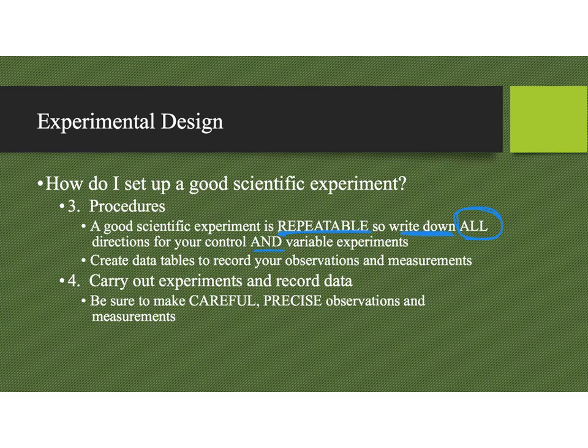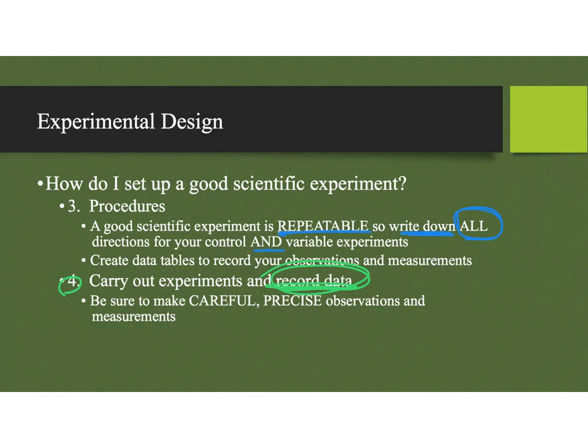Now, obviously, once you've got your question and your variables, you have your setup and your procedure, now you can carry out your experiment. So number 4 is carrying out your experiment. And while you're doing it, you're not fooling around or not paying attention. You are also recording your data. That is going to be one of the most important parts of your experiment, to record what you see and what numbers are changing.